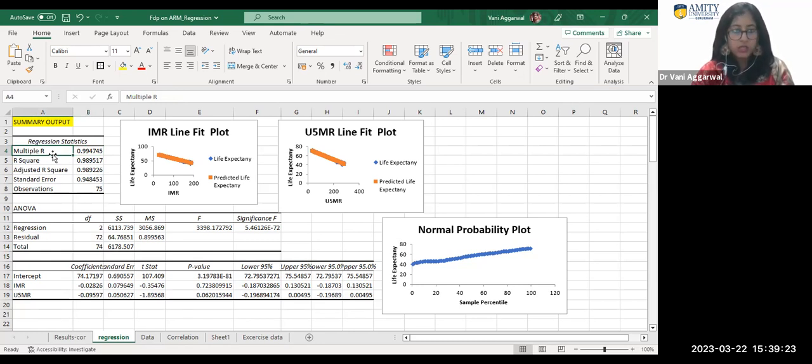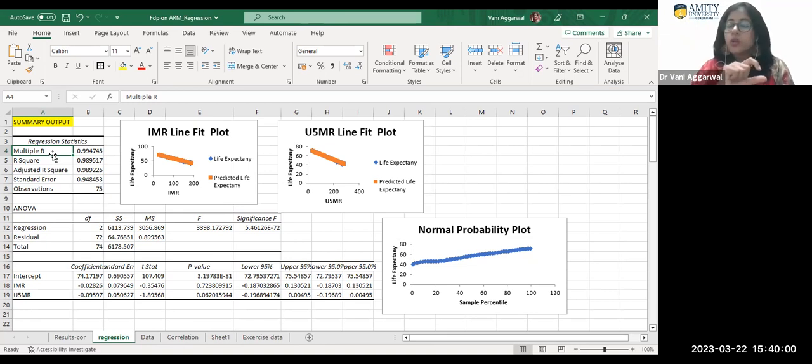Now, as we discussed, this range is from -1 to 1. Here it is positive, 99%, so we are saying the variables are correlated. Okay, a strong relationship is there between the variables. What are the variables? Life expectancy, infant mortality rate, and under 5 mortality rate. They are highly correlated. So this model is not a good model if it leads to a problem of multicollinearity.